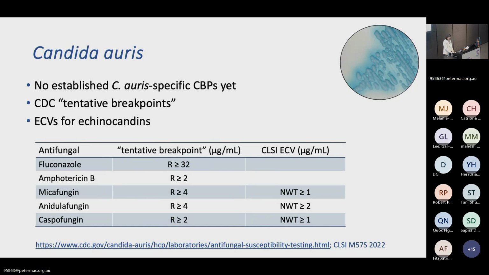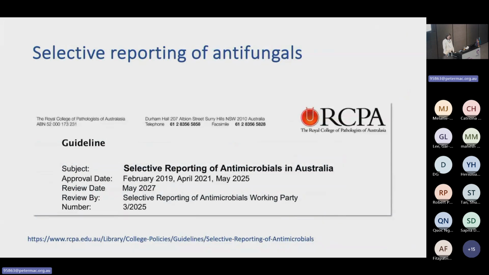Come on. Why is it only I'm having problems moving the slides along?